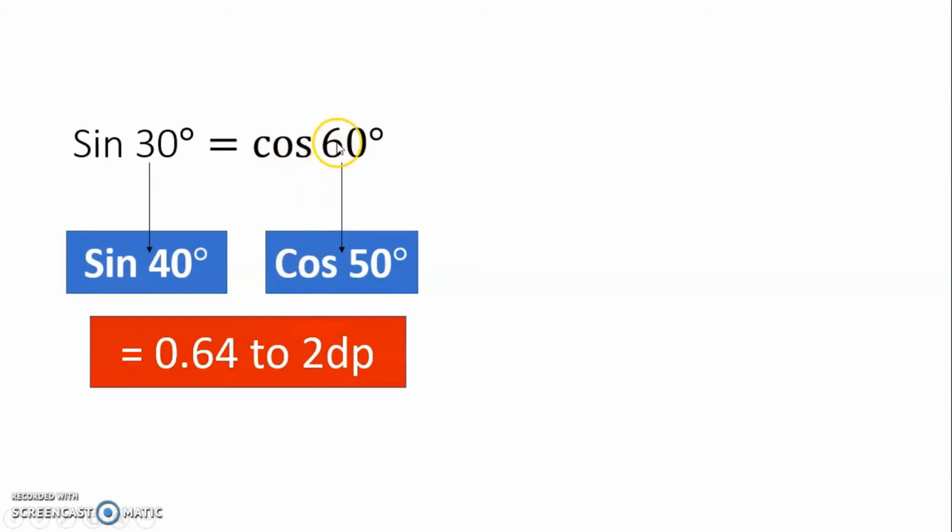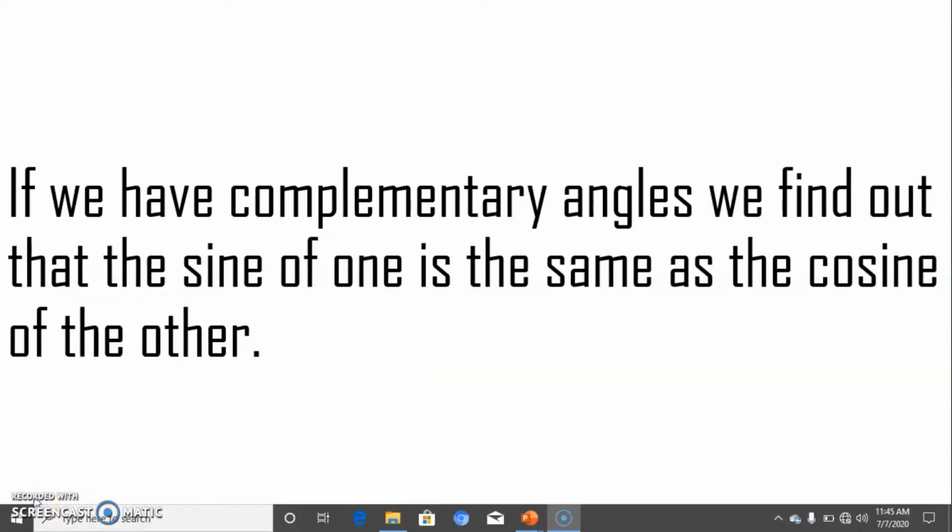So if I decide to reduce this, this will automatically increase. So if instead of 60 degrees, we are having 50 degrees, this now will become 90 minus 50, which is 40. So if you check, sine 40 must be the same as cos 50 degrees, which is 0.64. So if we have complementary angles, we find out that the sine of one is the same as the cosine of the other.